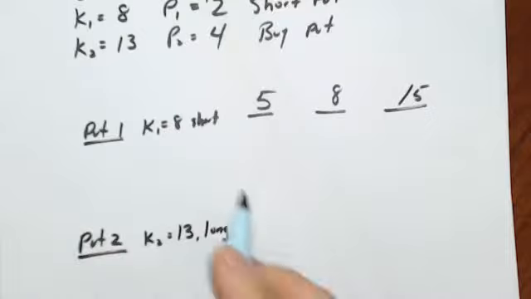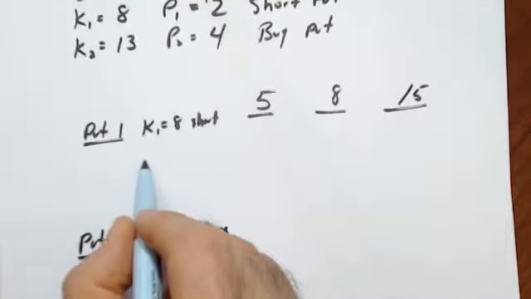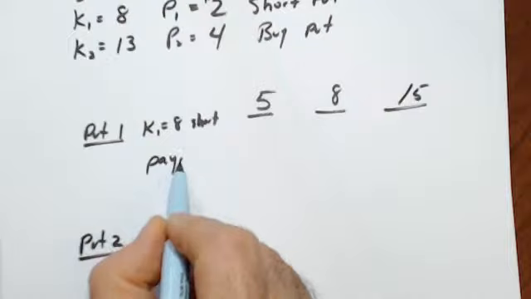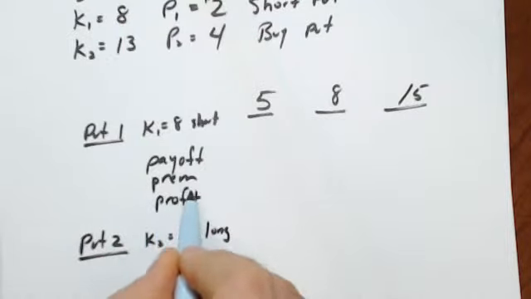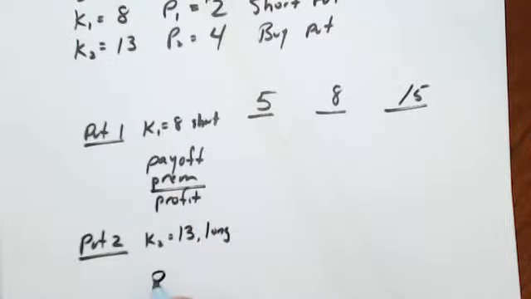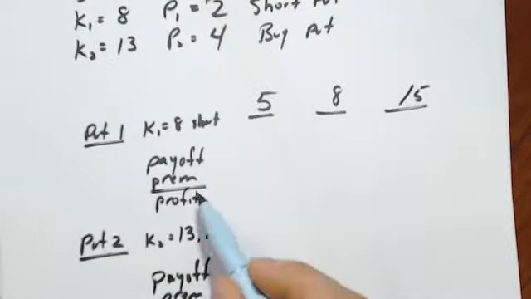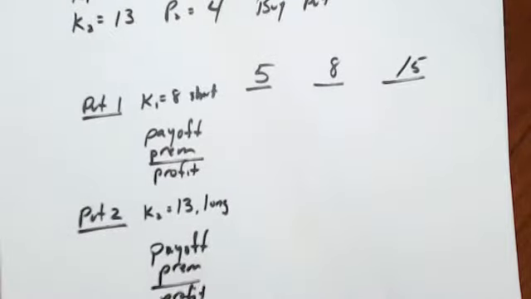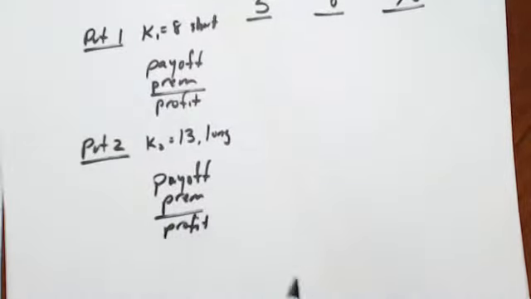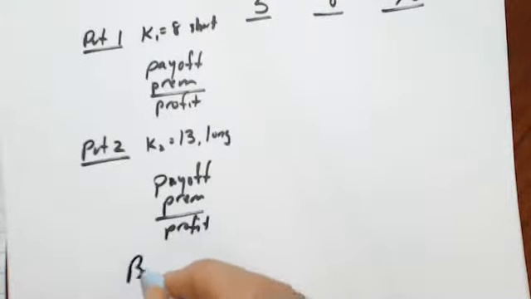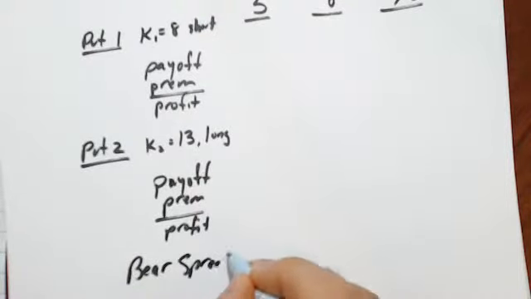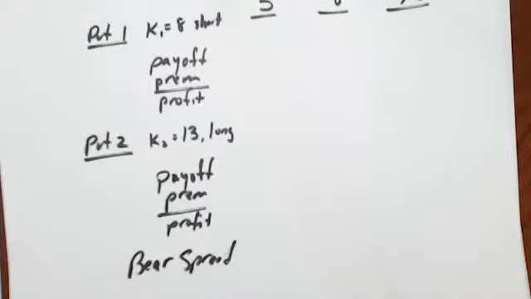Okay, now we have a payoff for the option. We have a premium, and then we have the profit on this option. And the same thing here. And we add these two together, so we're going to analyze each option by itself and then add the two together, and we'll have our, I'll just call it a plain old bear spread. It's a vertical bear spread, just call it a bear spread.